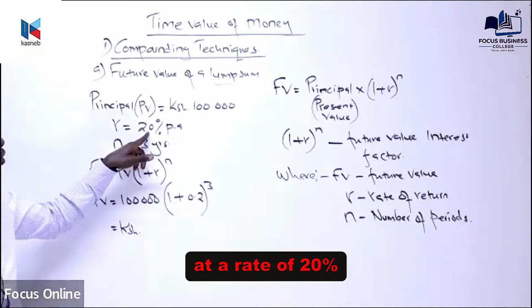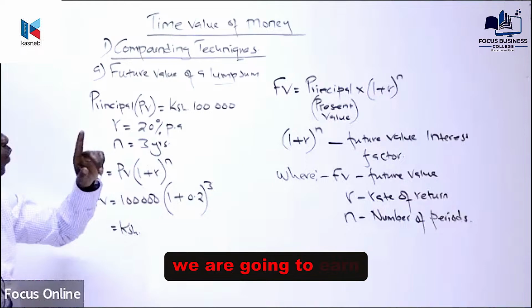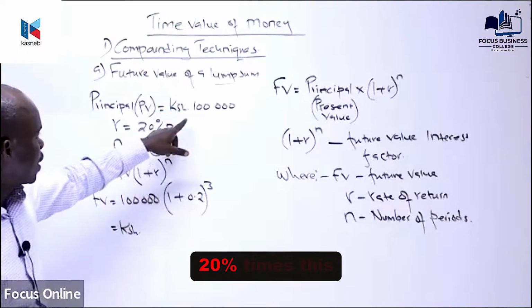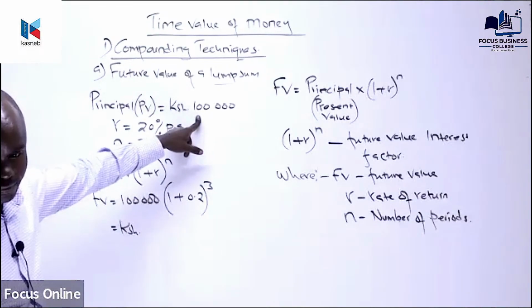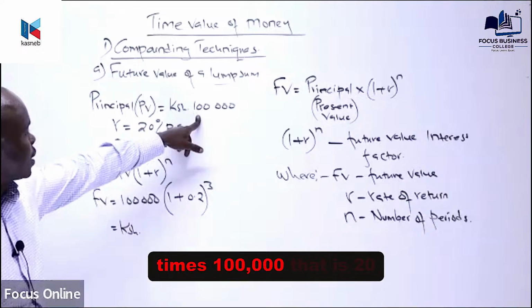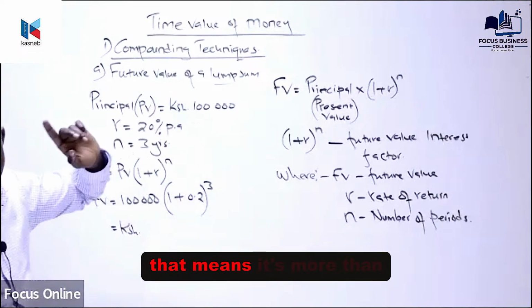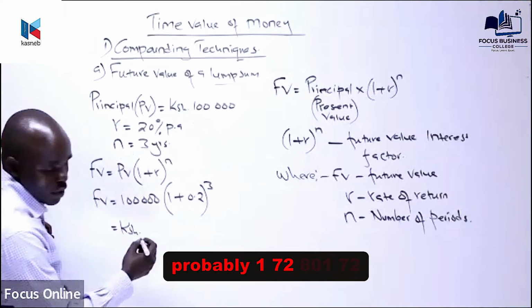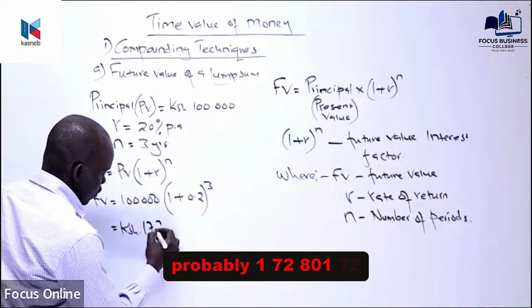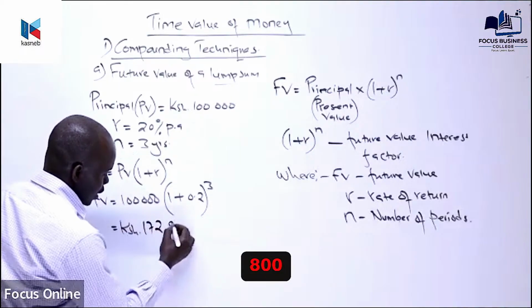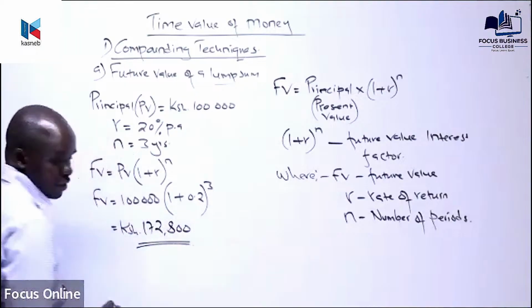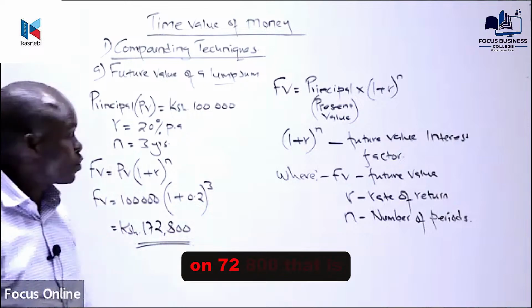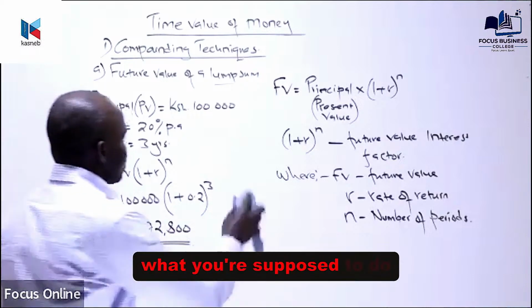Alice, I'm doubting your answer. At a rate of 20%, even in the first year, we are going to earn 20,000, because in the first year we say 20% times 100,000, that is 20,000. That means it's more than 106,000. So probably 172,800. Alice, repeat your calculation. Okay, yeah, 172,800. That is what you're supposed to do.